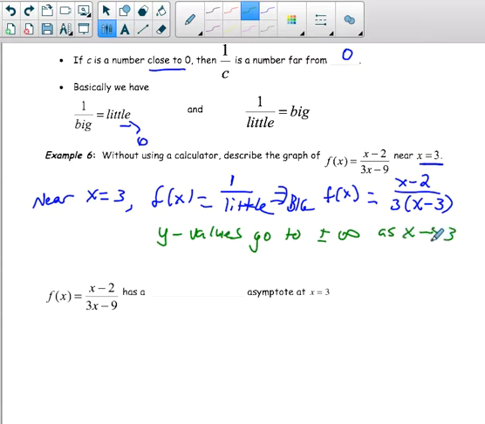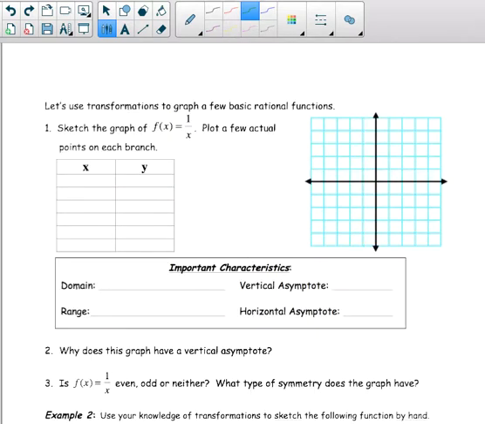I'll fix that, as x goes to 3. So we can say that the graph of f of x, which is x minus 2 over 3x minus 9, has a vertical asymptote at x equals 3. Let's flip the page and look at example 7.